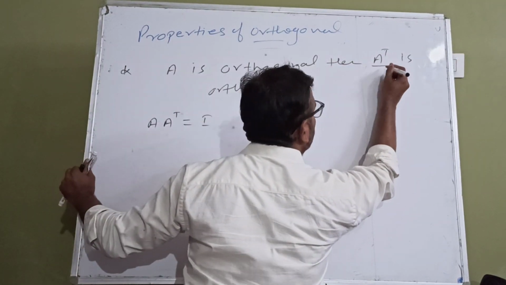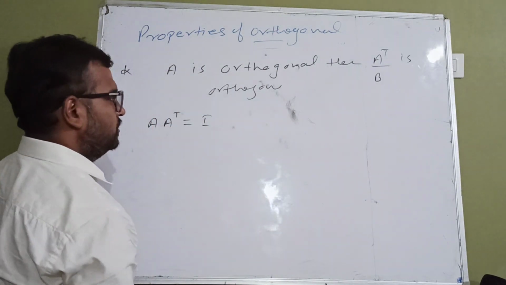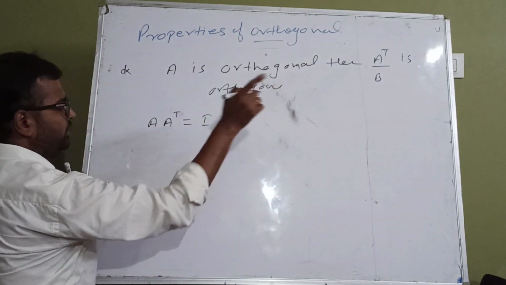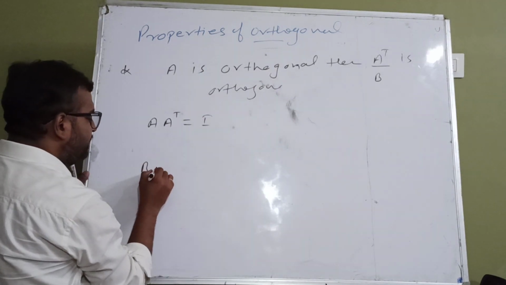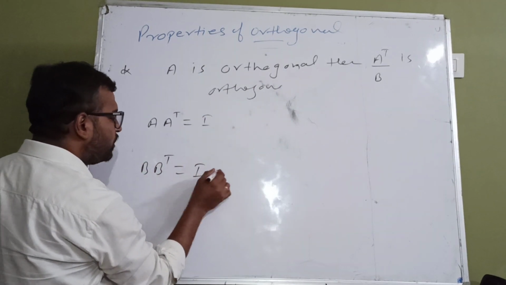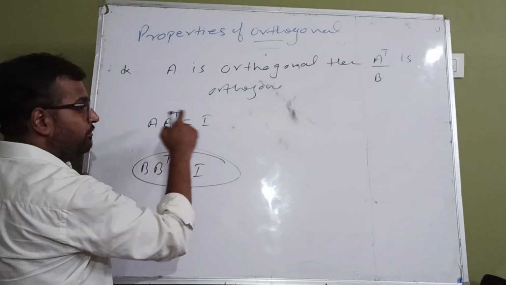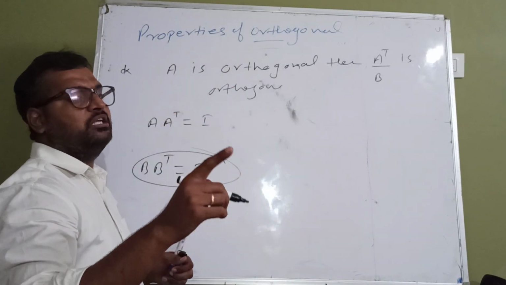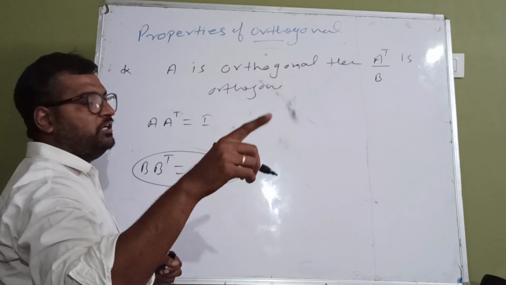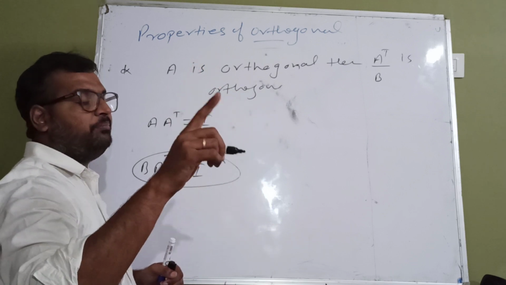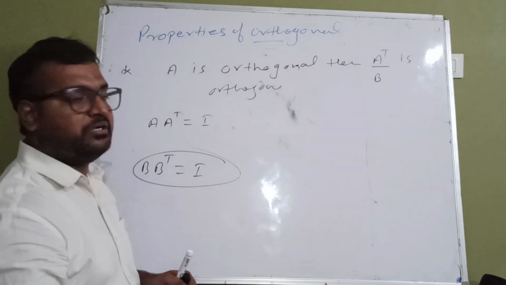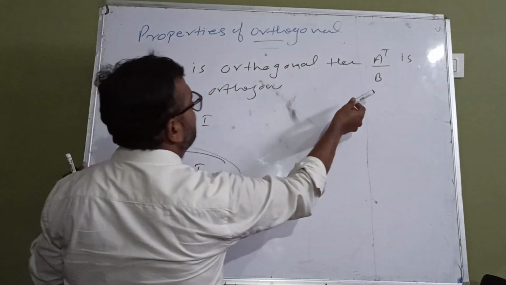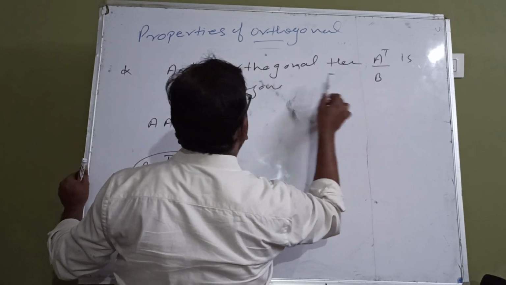Let us consider A transpose equals B. Then we have to prove that B is also orthogonal. What is the meaning here? B is also orthogonal means B into B transpose equals I. We need to prove this, and A being orthogonal is given. We have discussed so many questions in this format: A is symmetric, then prove that A plus A transpose is symmetric, and A minus A transpose is skew symmetric. This is a similar question. Again I am repeating, A is orthogonal, then prove that A transpose is also orthogonal.